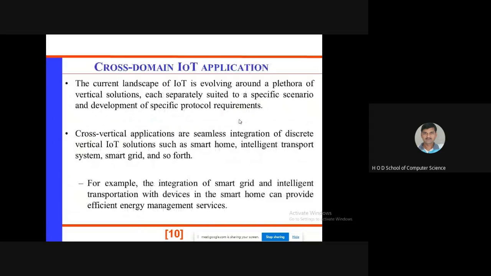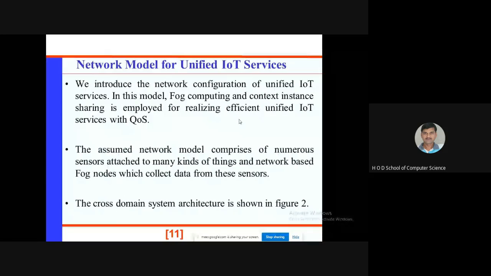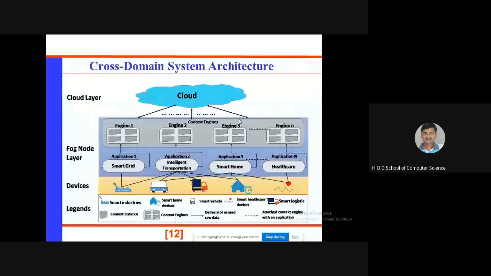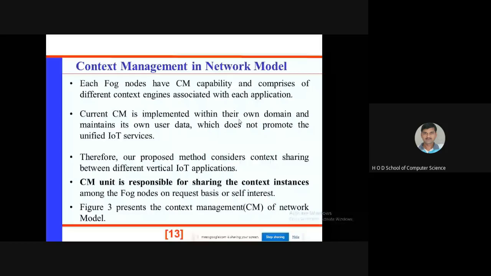So this I've already discussed here. Now, I'm giving the overall picture of this one. Each fog node has a CM, that is context management capability, and comprises different context engines associated with each application. The meaning of this is each and every fog node has a number of CMs, context management units, right? And these fog nodes have a small computation unit as well as a storage unit. And the storage unit size you are taking as Cmax, that is the maximum number of context instances you can store here, right?